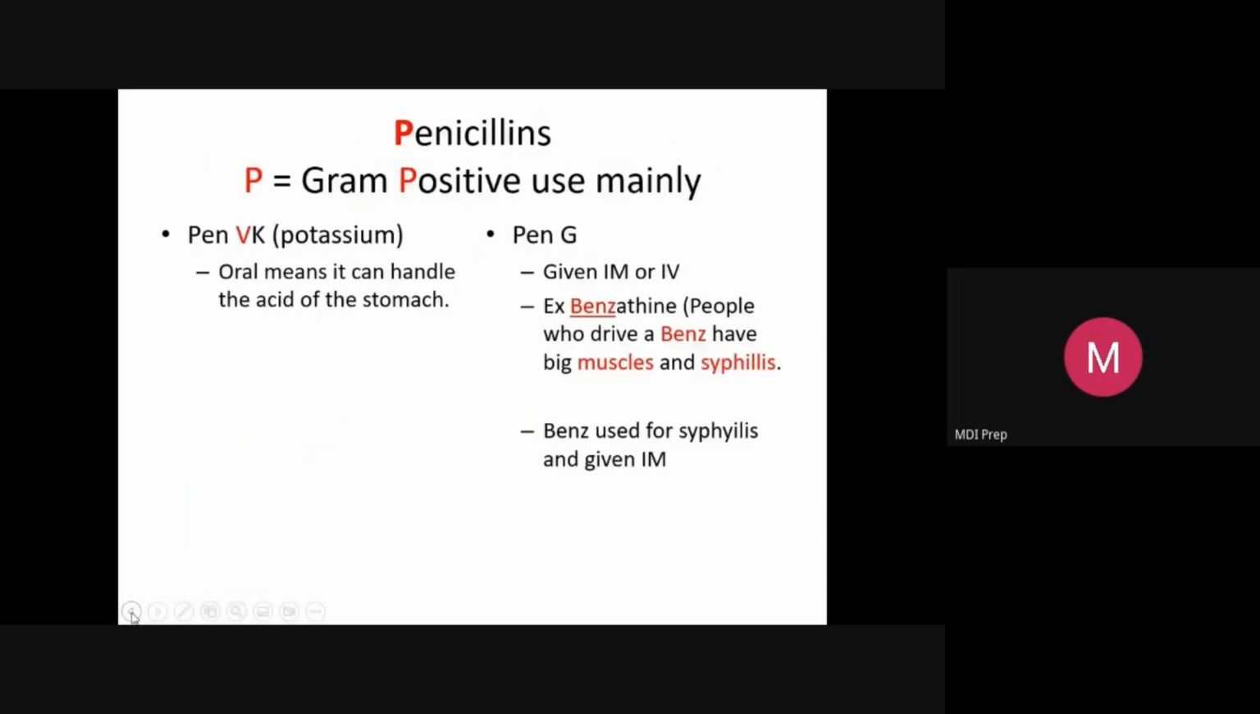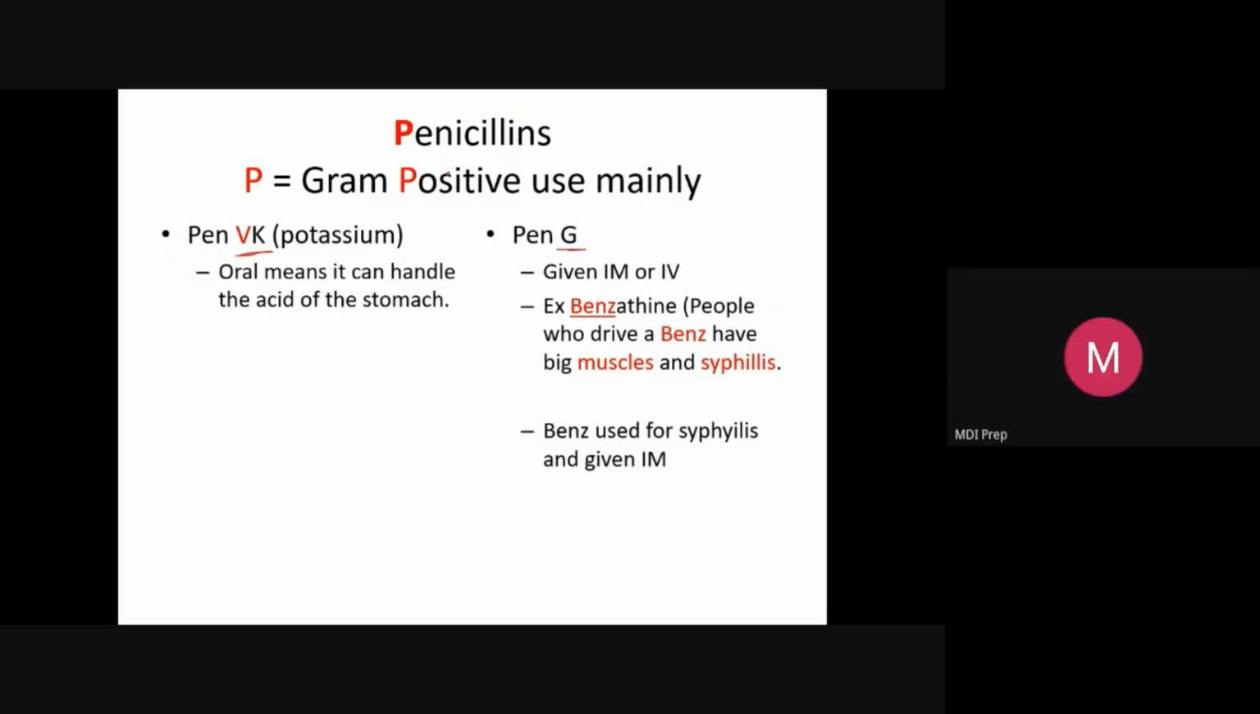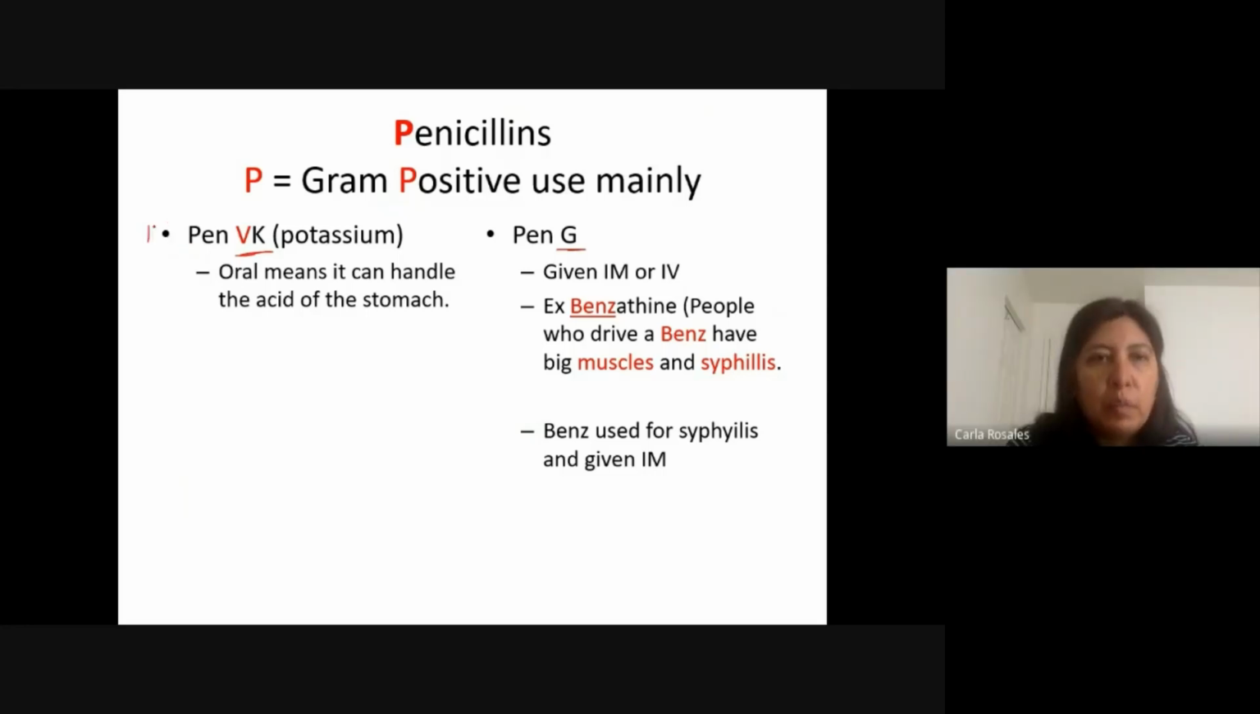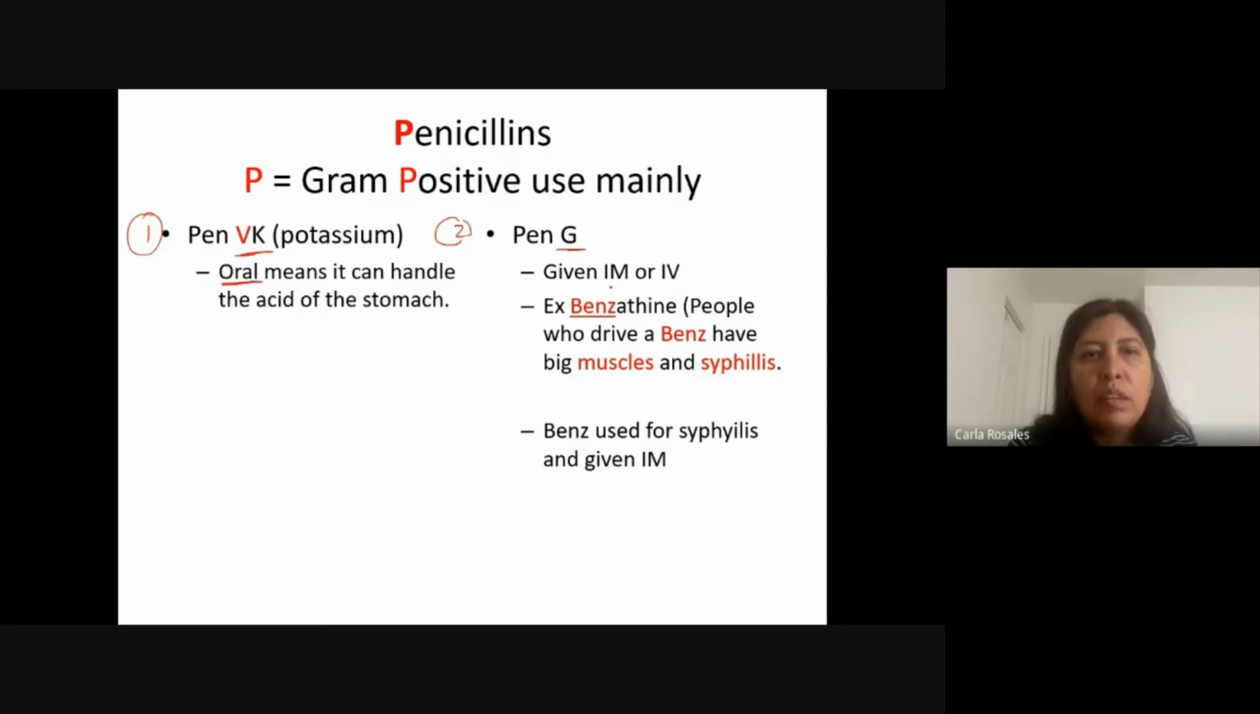Okay. So you have two types of penicillins. What are the two types? The two types of penicillin. Pen VK, potassium, and penicillin G. Okay. What's the major difference between the two? Pen VK, potassium, is oral, which means it can handle the acid of the stomach.